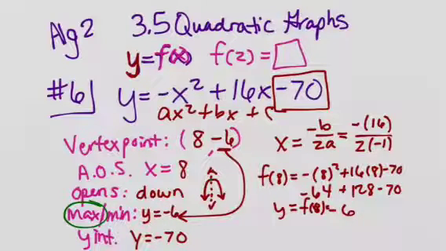So to recap, the a value tells me if it opens up or down, so this one opens down. The c value is my y-intercept, so I put that in the y-intercept. I find the vertex point by finding the axis of symmetry first. That is my x value. See how they're related there? And then I plug in the axis of symmetry, the 8, into my function and get an output that tells me the y value of my vertex point as well as the maximum or minimum point.